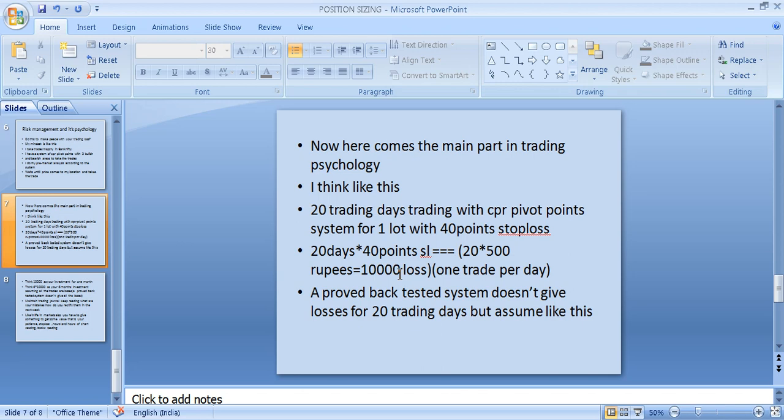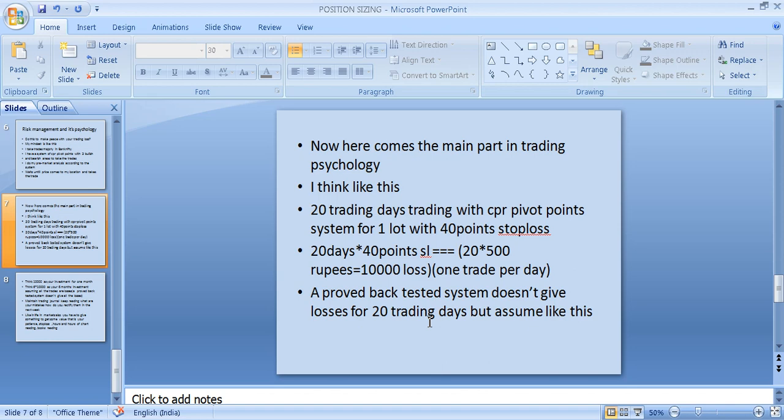A proven, backtested system doesn't give losses for 20 trading days, but assume like this: if you are comfortable giving 10,000 rupees with a strong setup, you can make money.